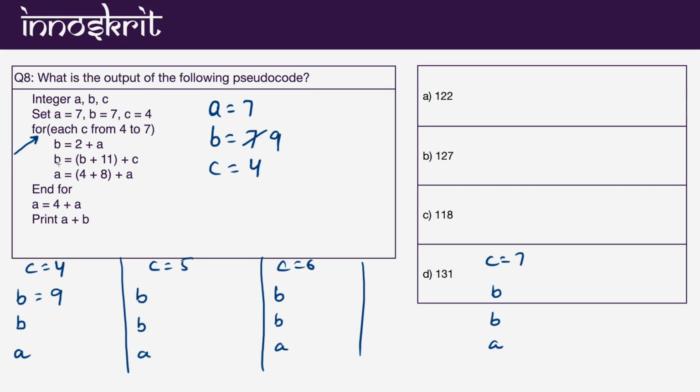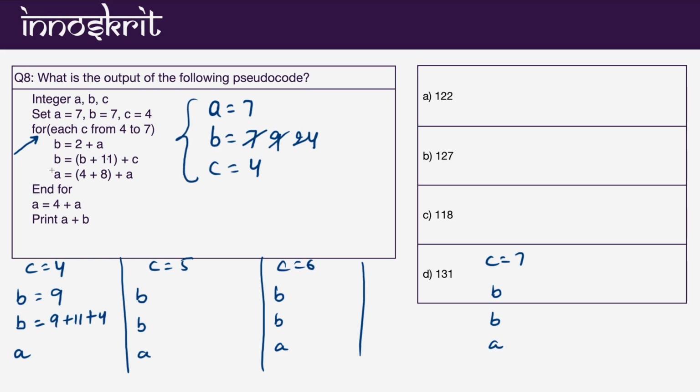Fine. In the next step, B is equal to B plus 11 plus C. What is B? 9. 9 plus 11, the updated value of B is 9. 9 plus 11 plus C. What is C? C is 4. So this is going to be 24. That means B is going to be updated again to 24. Right? So each time we will be picking the updated value from here only, right?